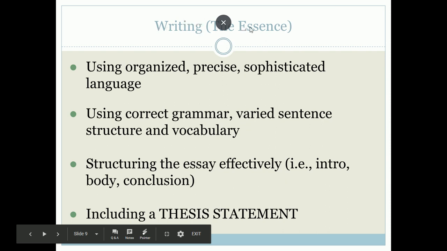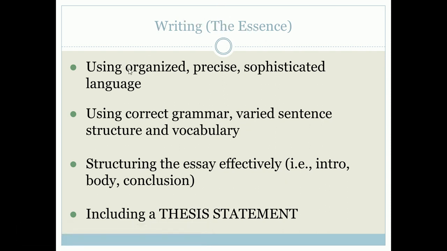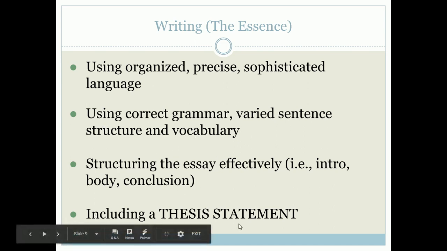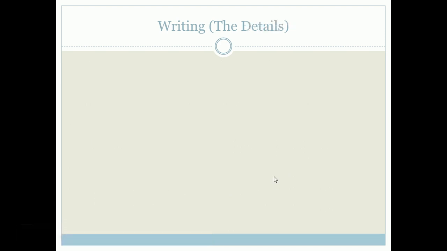Then we have the writing category. So the essence of this is, is the student using organized, precise, and sophisticated language? Are they using correct grammar and sentence structure and vocab? Are they structuring it well? And do they have a thesis statement? But let's look at the details again of a 4.